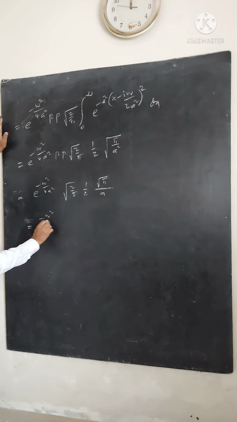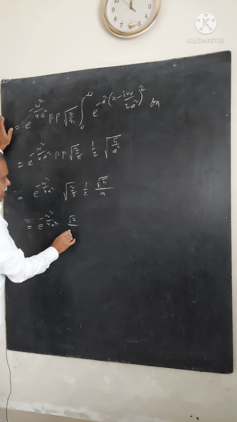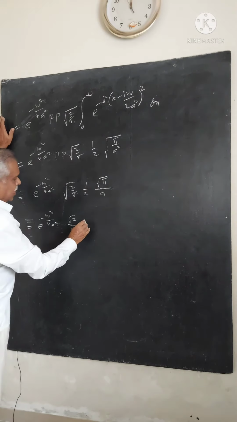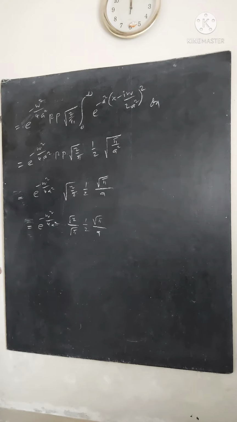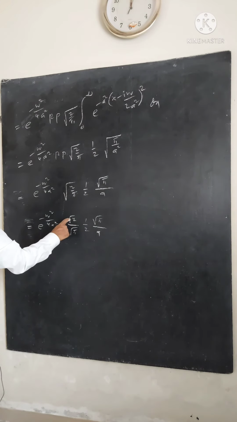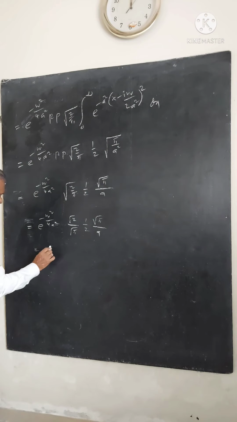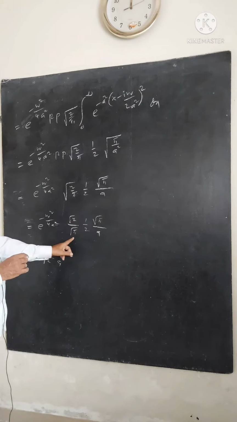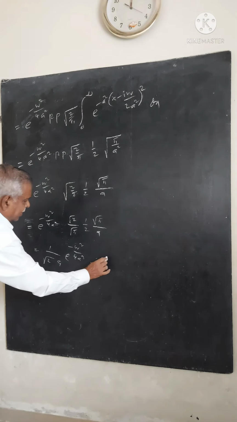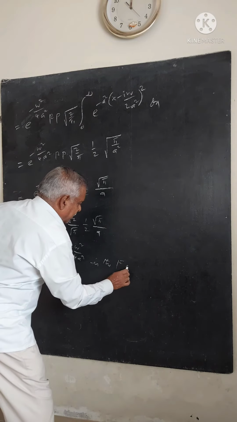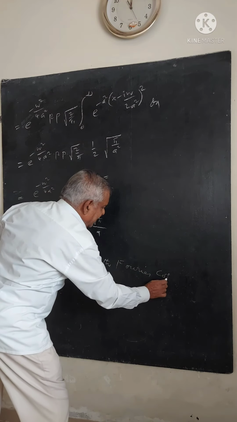E power minus omega square by 4a square, root 2 by root pi, 1 by 2 root pi by a. Root pi cancels, root 2 by root 2, 1 by root 2. Therefore, 1 by root 2 a, pi cancels, 1 by root 2 a, e power minus omega square by 4a square is the Fourier cosine transform.